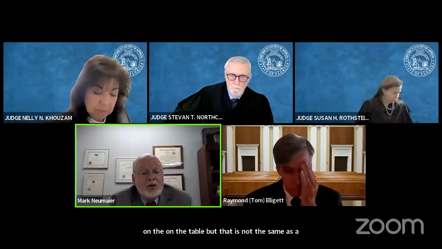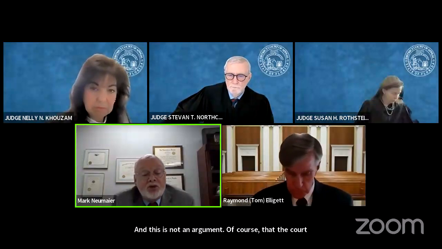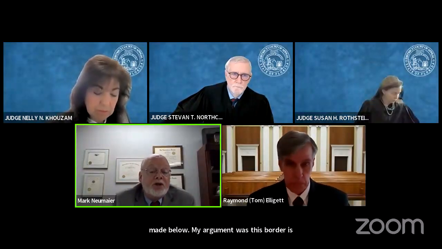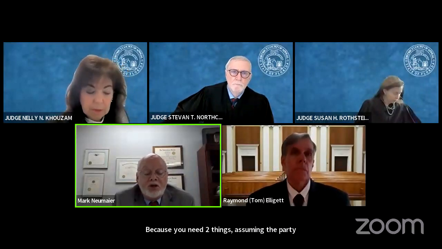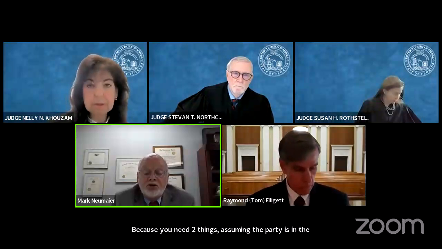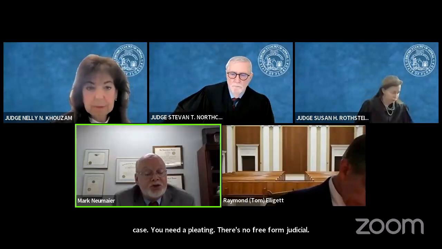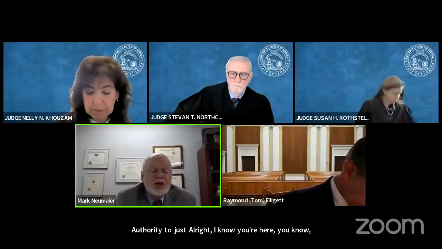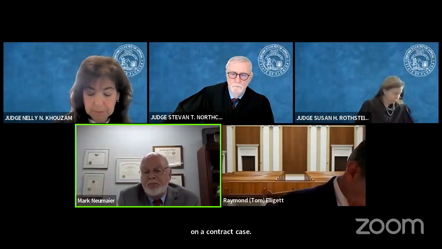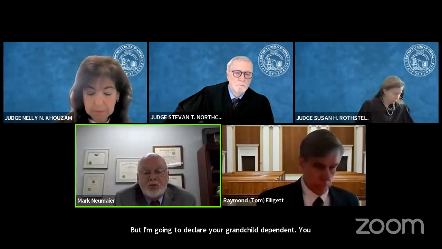And this is not an argument, of course, that the court made below. My argument was this order is void because you need 2 things, assuming the party is in the case. You need a pleading. There's no free-form judicial authority to say, all right, I know you're here on a contract case, but I'm going to declare your grandchild dependent. You can't do that. You can't raise issues that are separate from what's in the pleadings.